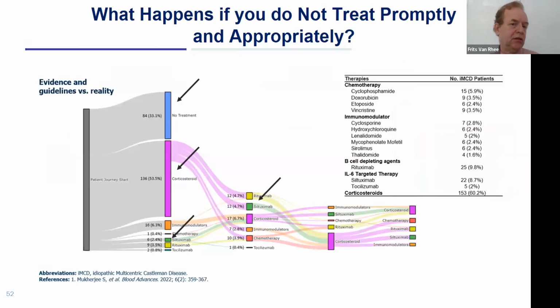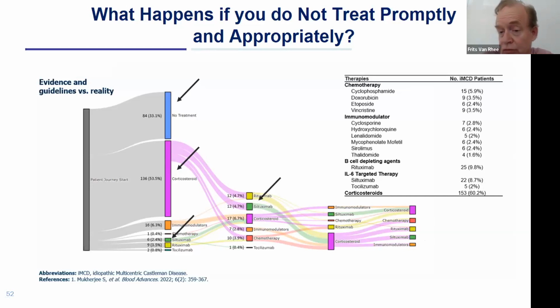Now, these are already a little bit old data, but when we looked at the uptake of siltuximab in the United States, we saw that initially only a small percentage of patients here in green was treated with siltuximab first line. And here one can see patients second line, third line, and fourth line. And Dr. Mukherjee from Cleveland Clinic accumulated this data. So overall, only 8 to 9% of patients received siltuximab therapy.